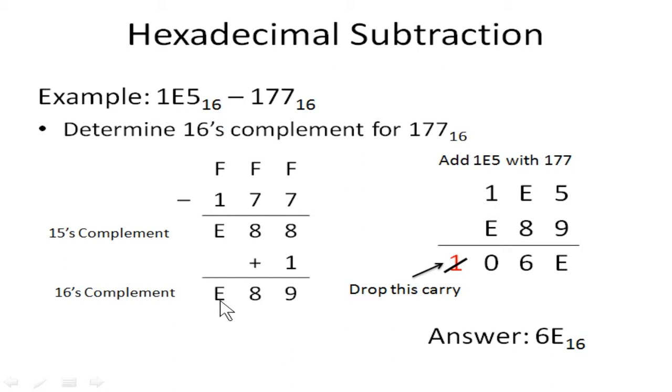We will be adding it with E89. So you use the rule we learned in hexadecimal addition. The same rules have to be followed. Don't worry, you become a child counting on fingers and all. If you want the answer correct, you have to do that. So the final answer is 6E base 16 for this hexadecimal subtraction.